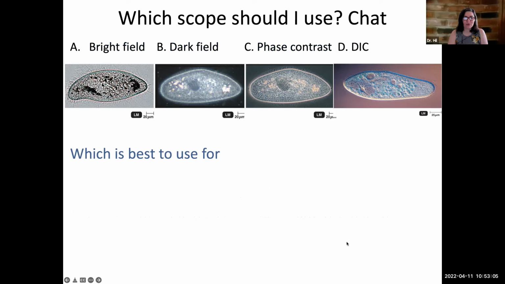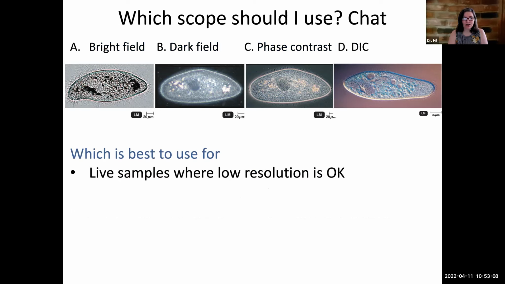Now, which of these would be the best one to choose if you wanted to look at live samples and you did not mind having quite low resolution? You want to look at live samples wiggling around, and you really don't mind having low resolution. You're not bothered by that potential shortcoming. Right, exactly. Dark field is the best way to look at live samples as long as you don't care about what's inside of them. You're not going to be able to see much inside.